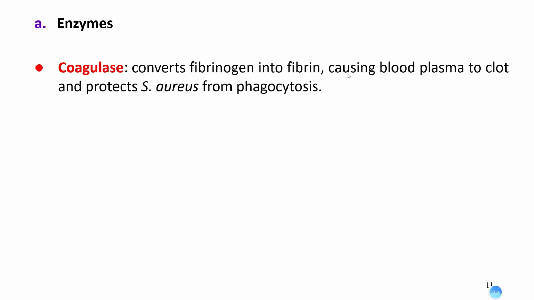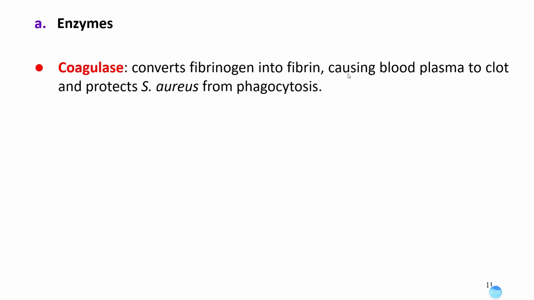I guess we learned this in biochemistry, right? Or physiology. So we know that fibrinogen is a soluble protein in our human blood serum. And it's soluble, but this coagulase is able to convert fibrinogen into fibrin. Fibrin is the insoluble fiber protein, right? So it will cause the blood plasma to clot, and the bacteria can hide themselves in the clot.